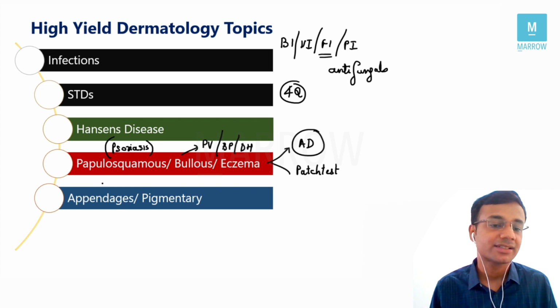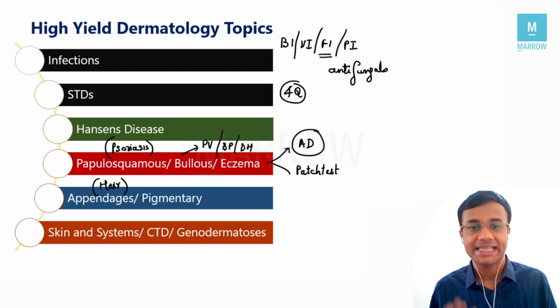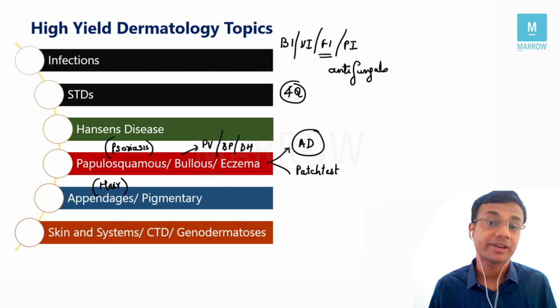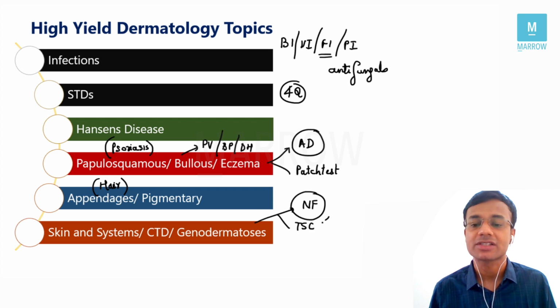Then in the appendages and disorders, hair is an important topic. In pigmentary disorders, vitiligo and melasma are important topics. And skin and systems is very important. I already discussed nutritional dermatosis with you. Connective tissue diseases, SLE, dermatomyositis, scleroderma, you should know the important skin manifestations. And in genodermatosis, neurofibromatosis is very important. Neurofibromatosis, tuberous sclerosis complex, and Sturge-Weber syndrome. So these are some genodermatosis which you should know in and out before going for the examination.